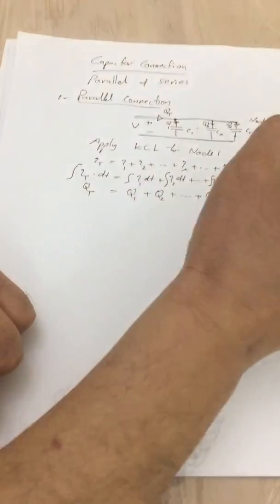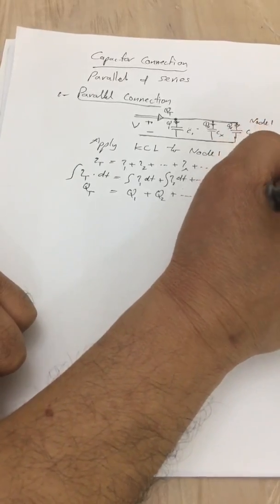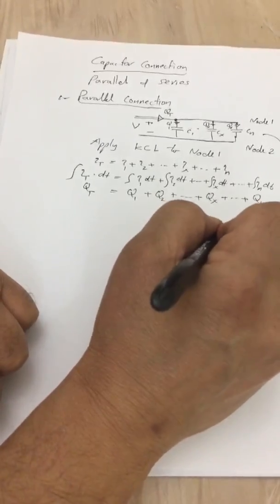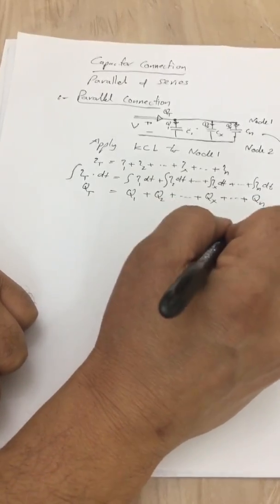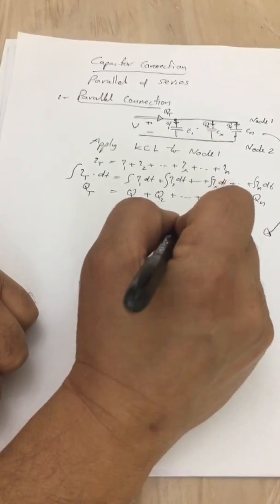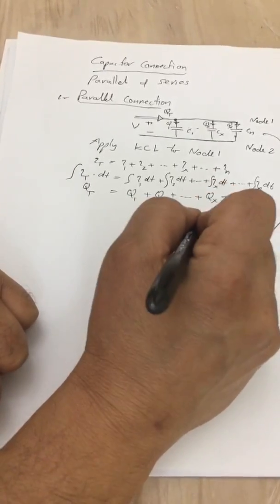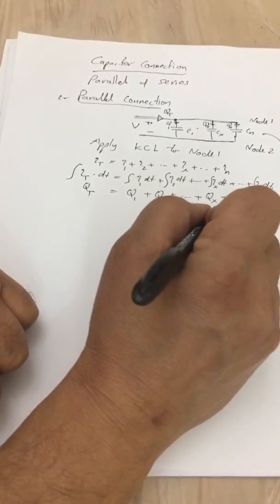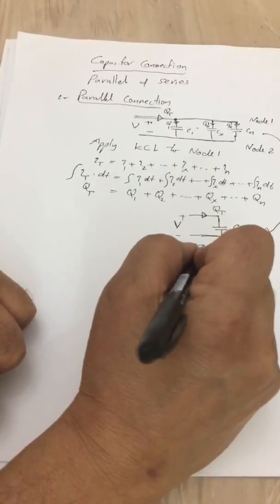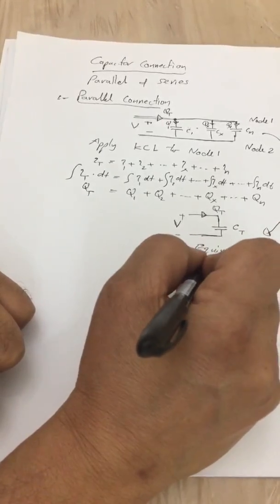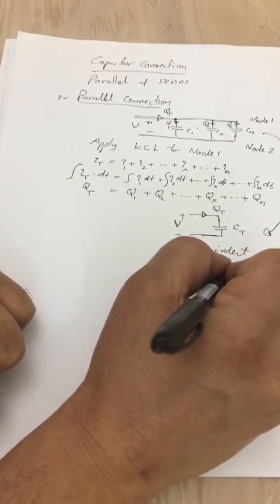Now what is the Q total? If we substitute this with a single capacitor and we call this capacitor C total, you apply the same voltage and you charge the capacitor with the Q total. So this is an equivalent circuit or equivalent capacitance.